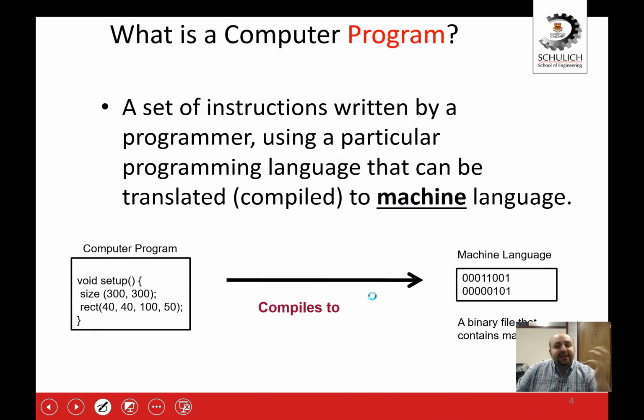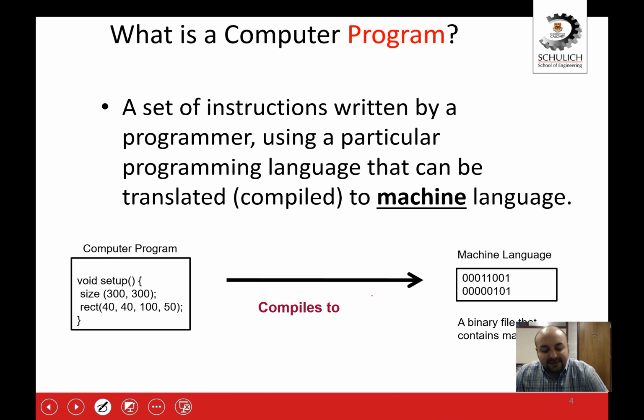Now, what is a computer program? A series of ones and zeros is easy for the computer to understand, but it's not easy for us to understand. That's where a computer program comes in. A set of instructions written by a programmer using a particular programming language that can be translated or compiled to machine language is called a computer program.